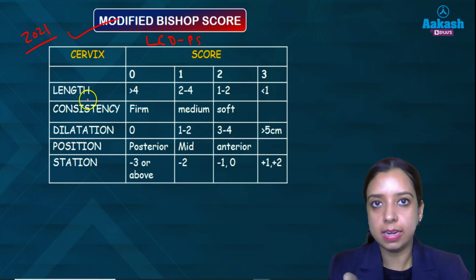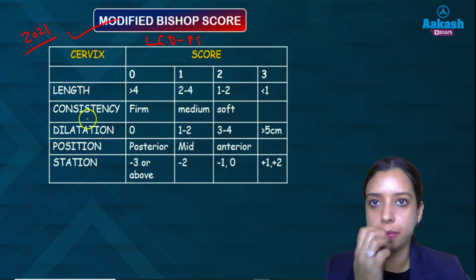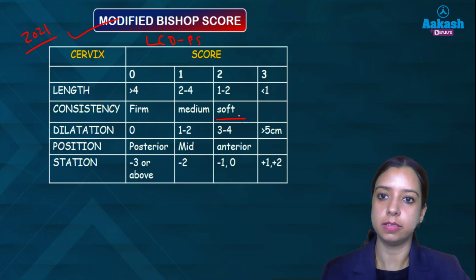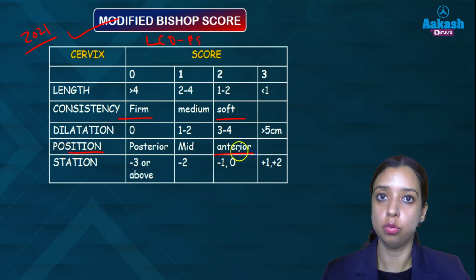So lesser is the length, better is the score. Now score is divided into 0, 1, 2, 3. How will you go? 0. You can remember consistency: softer it is, better is the score. Firm cervix, bad score. Similarly, position: anterior cervix, good score. Posterior cervix, bad score, 0.